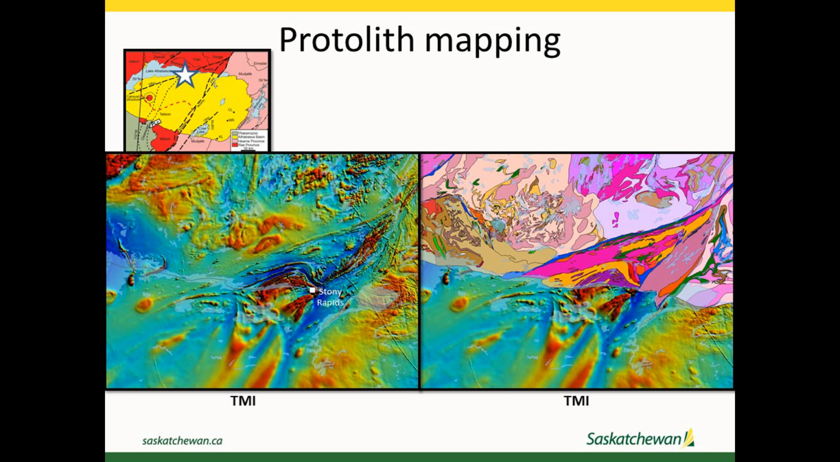We're looking at an area in the north-central Athabasca Basin, right on the rim. Stony Rapids is right here for reference, and I've got the total magnetic intensity here, and I've got the compiled geology laid on top of the total magnetic intensity on the right. When most people look at this map, they say, well, that anomaly and those two anomalies are very similar in their values, so those have to be the same thing. But when you look at the map, they aren't.